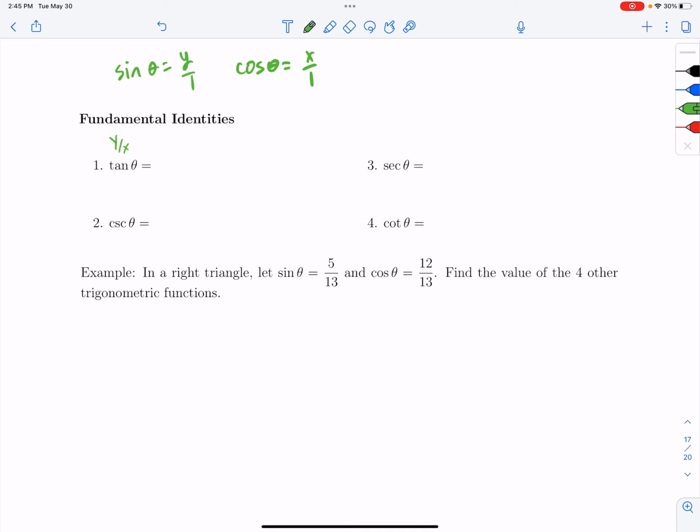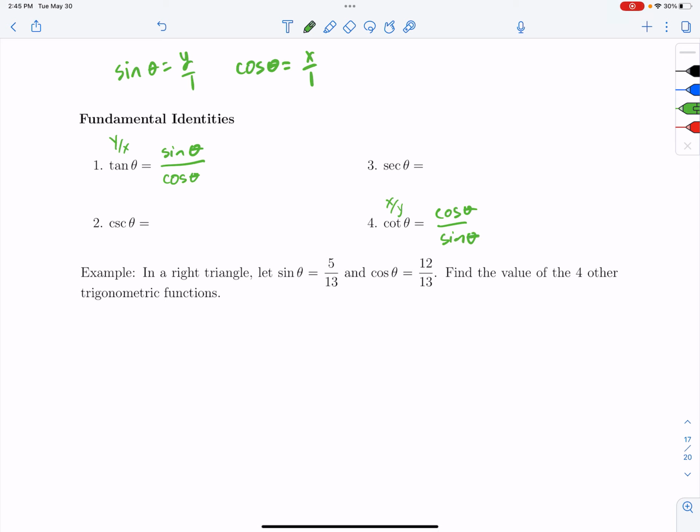Now, because sine of theta is equal to y, I can rewrite tangent with sine of theta in place of y, and then cosine theta in place of x. So another way to think about tangent of theta is the ratio of sine over cosine. And then similarly, I'll go down here for cotangent. That we can think about as x over y, which is the same thing as cosine of theta over sine of theta.